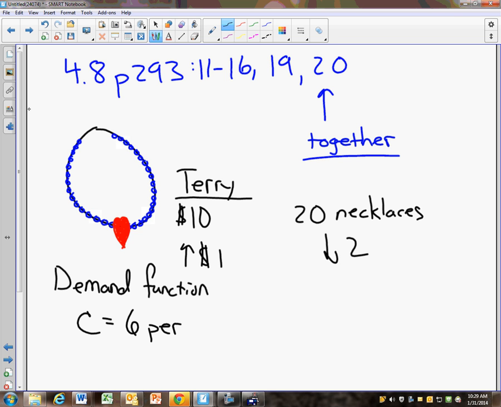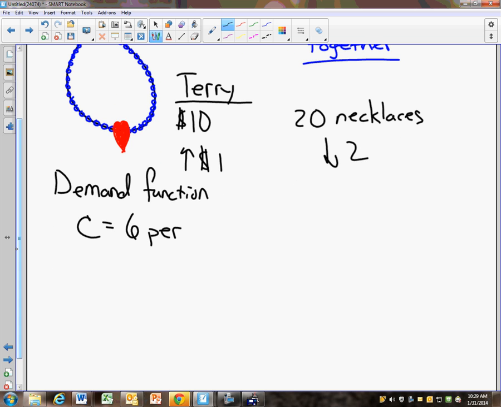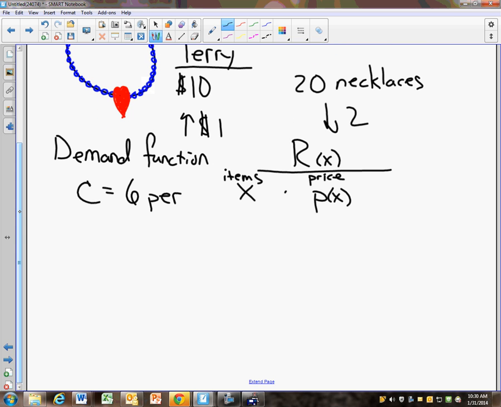So let's think about this. The demand function. If you notice, the demand function is really that price function, right? Okay. Well, if you want to find revenue, revenue is going to be equal to X being the number of items times P of X or the price. Okay? That's what we got. So let's think this through. Okay? Revenue is going to be the number of items times the price.